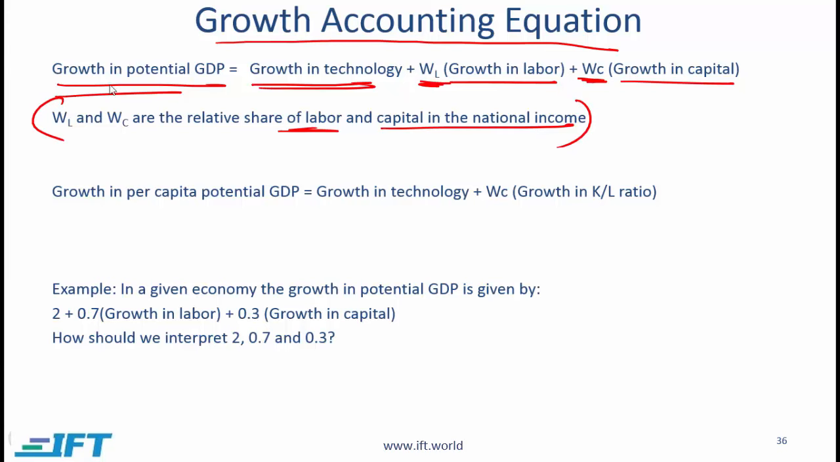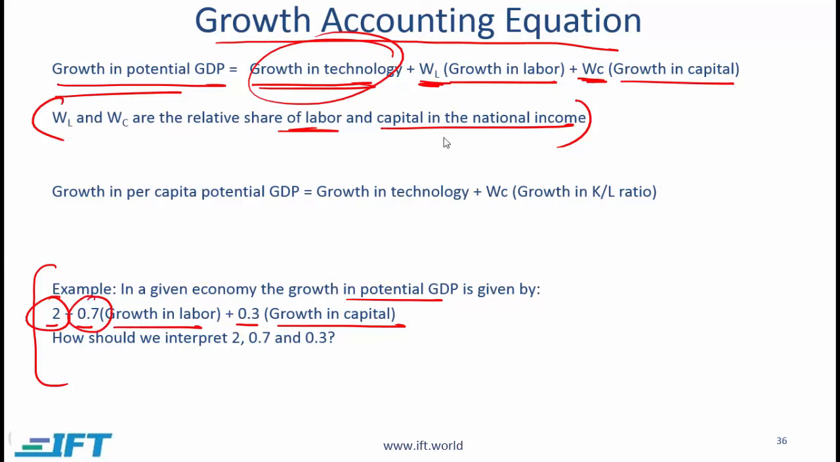You can understand the concept at a basic level through the example shown over here. Let's say we have an economy where the growth in potential GDP is given by this expression, 2 plus 0.7 times growth in labor plus 0.3 times growth in capital. How do we interpret these three coefficients? The 2 clearly corresponds to growth in technology. The 0.7 corresponds to WL. So what this means is that the relative share of labor in the national income is 0.7 or 70%, and the relative share of capital in the national income is 30%.